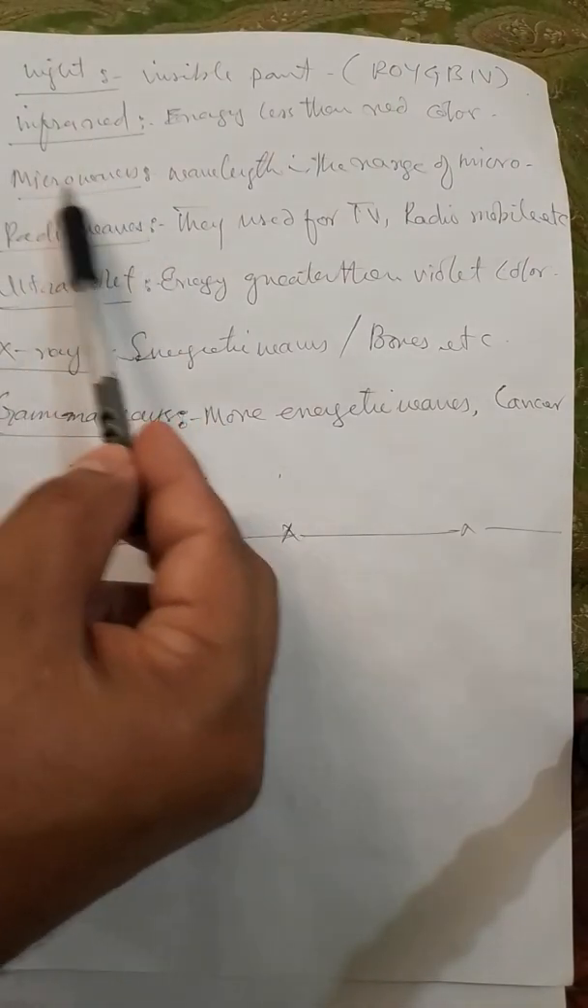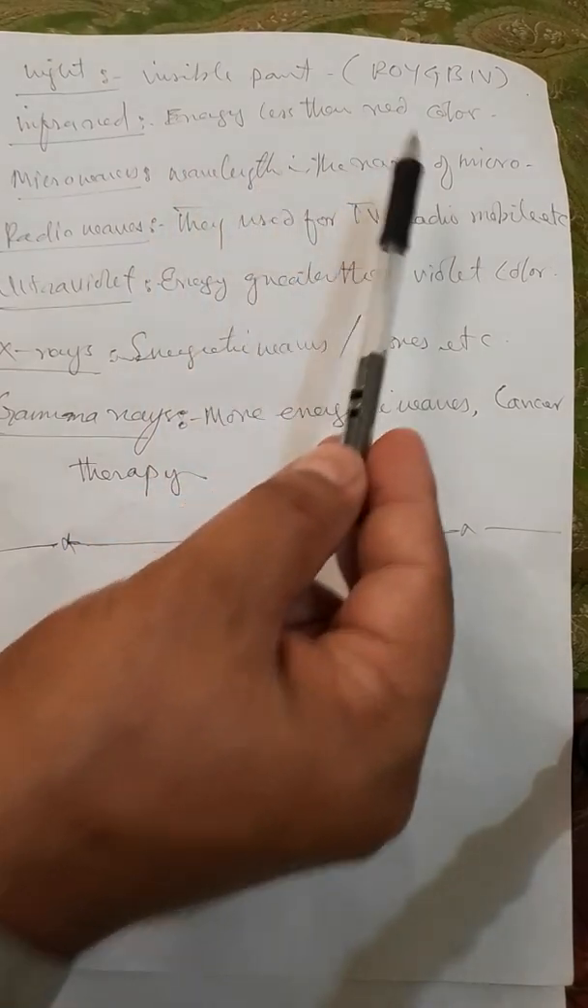Next part is microwaves. Microwaves are the waves which have a wavelength range from 1 millimeter to 1 meter. That is microwaves. Microwaves can be regarded as short radio waves with a typical wavelength in this range, 1 millimeter to 1 meter.